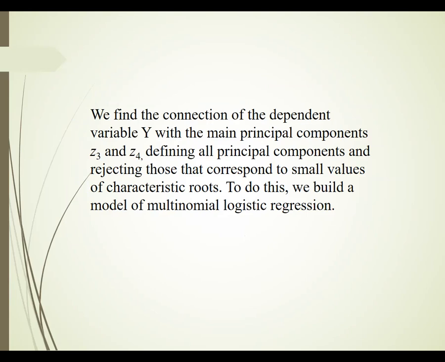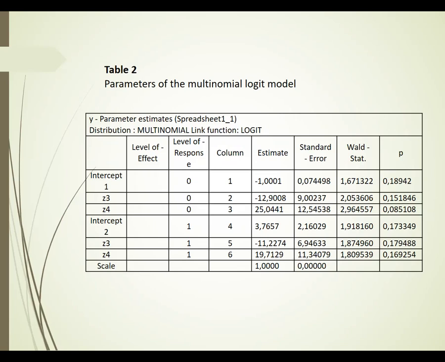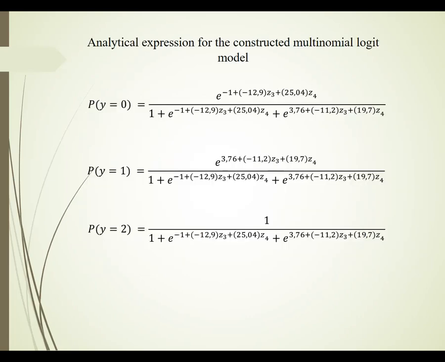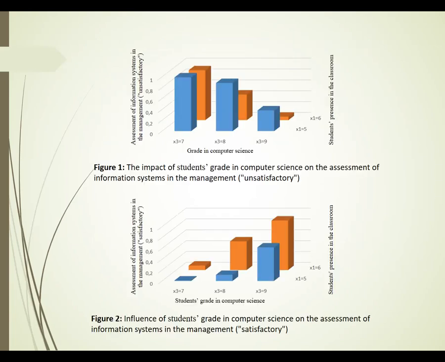We find the connection of the dependent variable y with the main principal components, defining all principal components and rejecting those that correspond to small values of characteristic roots. To do this, we build a model of multinomial logistic regression. The parameters of the obtained multinomial logistic model are as follows. Let's write down the analytical expression for the constructed multinomial logistic model. The resulting expression can be used to assess academic success of students at different values of the factors.